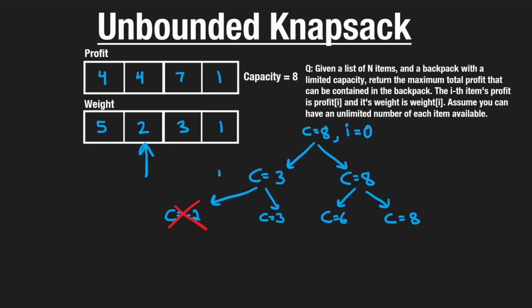Here, we stayed at index equals 0. We're still at the first item. Here, we went to index equals 1 and continued going like that. But when we're here, we can either choose this item or not choose that item.